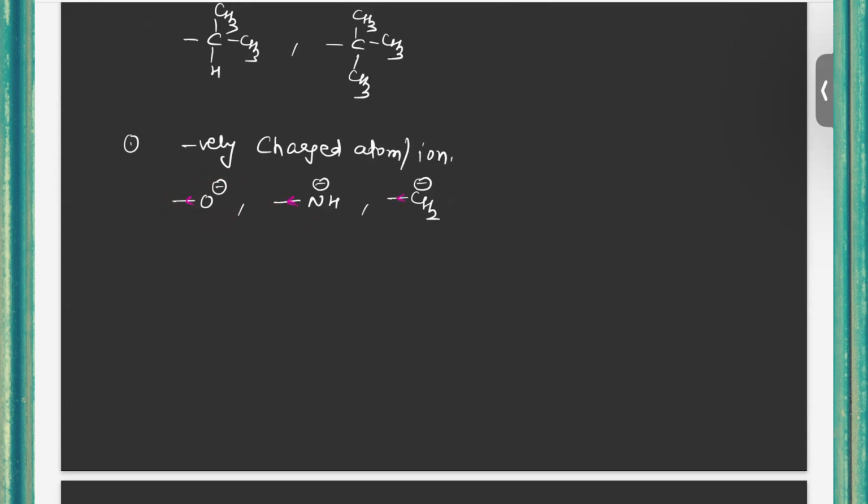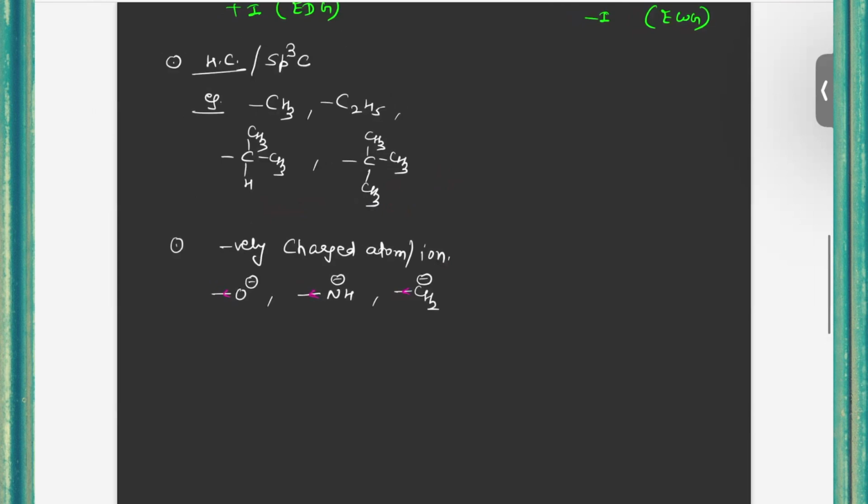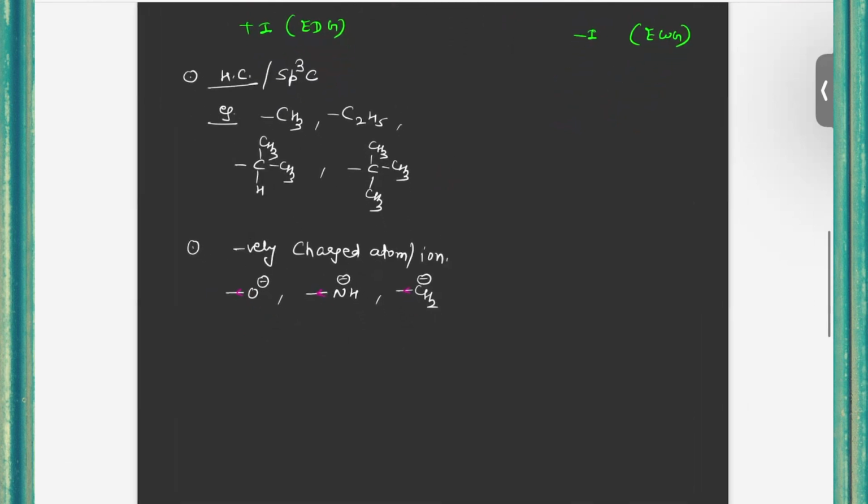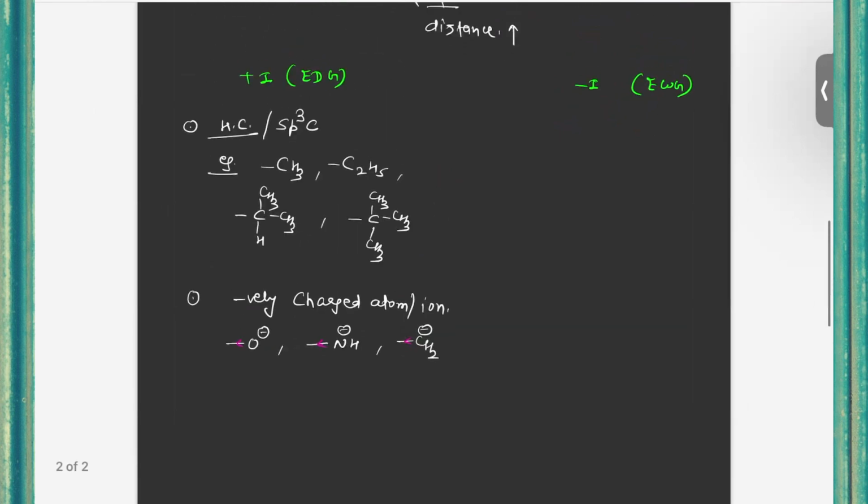Any charge just wants to reduce the amount of its charge. So how will the negative charge be reduced? When it shares or donates the electron density. So any group shifting or pushing the electron away from it is called a plus I group, right? So this is the plus I group we are having. Then we can see the minus I groups. Understood up to here? Yes, sir.